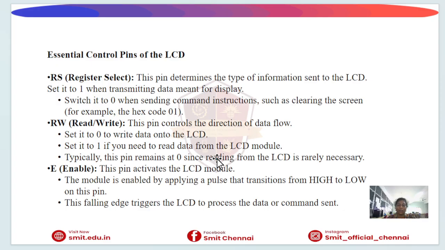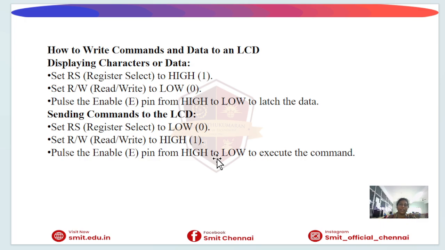Next is how to write data to the LCD. If you want to display a character, for example in hello, set RS equal to 1. Then set RW equal to low. Put the ASCII data on the data pins. Then pulse E, the enable, from high to low. So sending the ASCII for A displays the letter A on the screen.